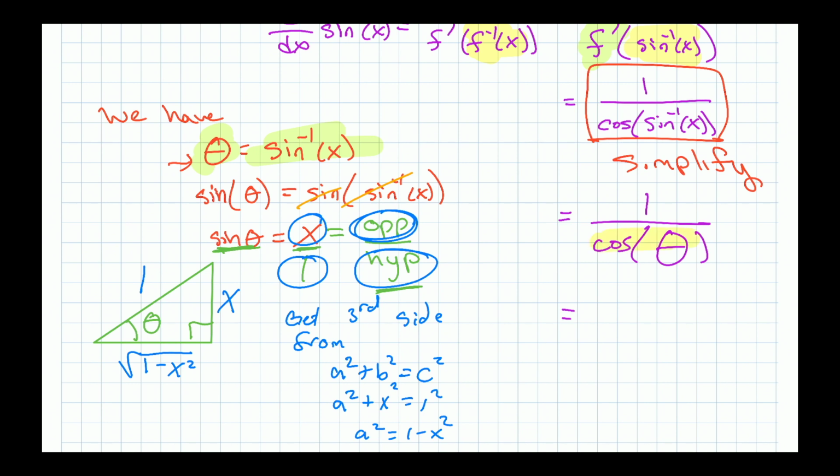What is this? What is cosine theta? Well, from your triangle, you have to remember which sides of the triangle it is. Cosine is adjacent over hypotenuse. So the adjacent side is here, and the hypotenuse is here. So this is 1 over adjacent, which is root 1 minus x squared, over the hypotenuse, which is 1. So you get that.